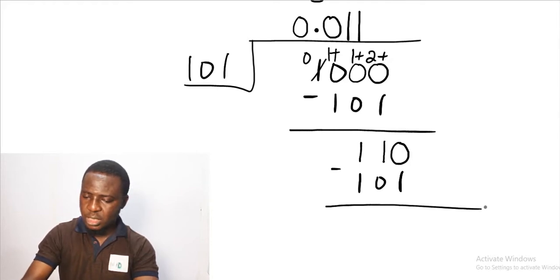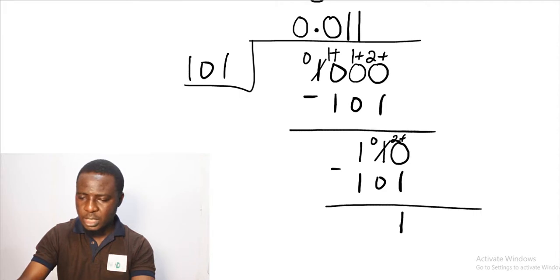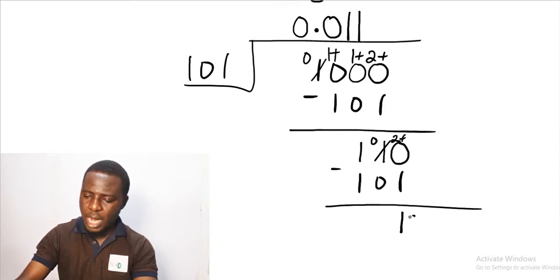Subtract. This becomes 0, while this is 2. So 2 plus 0 is 2, minus 1 is 1. 0 minus 0 is 0, and 1 minus 1 is 0. Add another 0.